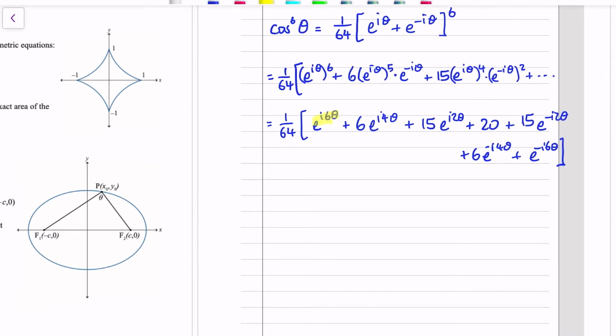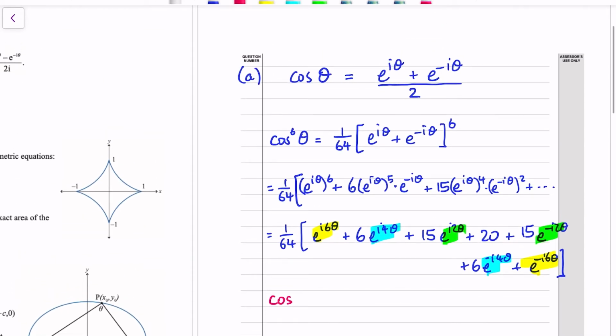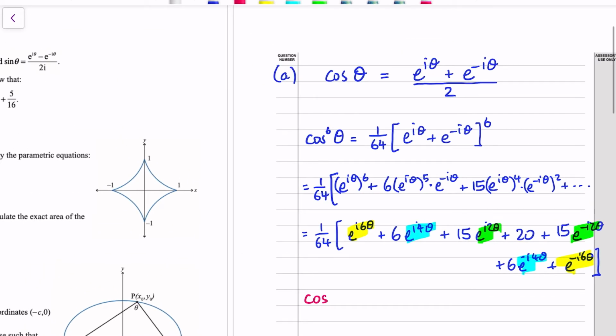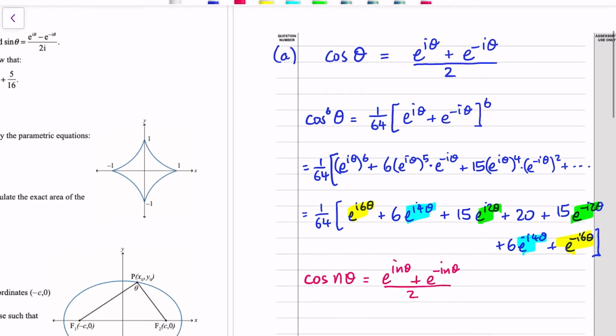Then we group them by putting the first term and the last term together as one, and then e to the i 4 theta with e to the minus i 4 theta, and e to the i 2 theta with e to the minus i 2 theta. And the reason for that is if we look back at the formula we're given, if we change theta to n theta, that's our relationship.